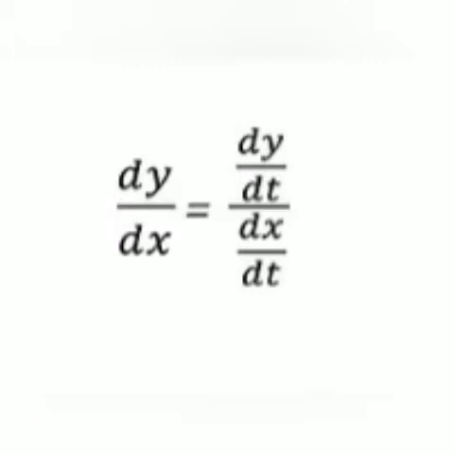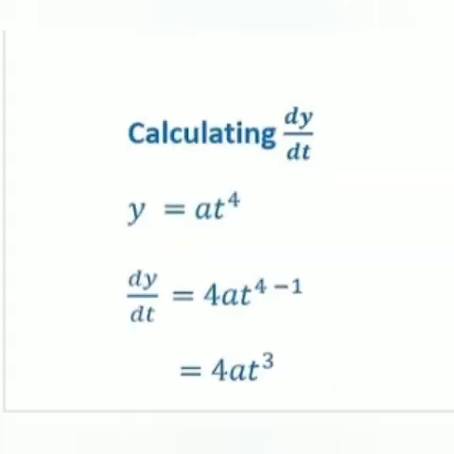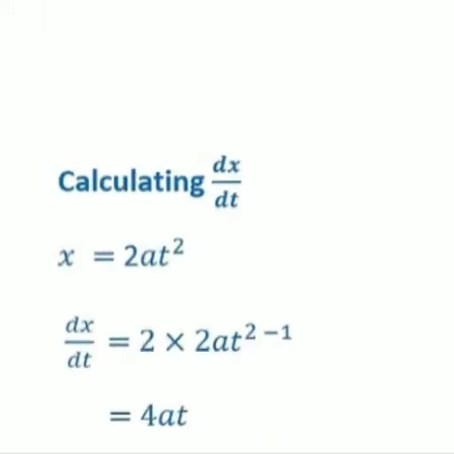Now we first calculate dy by dt. Since y is equal to at raised to power 4 and a is constant, therefore differentiation of t to the 4 is 4t raised to power 4 minus 1. So thus dy by dt is equal to 4at raised to power 3. Now we calculate dx by dt. x is equal to 2at square and 2a is constant. Differentiation of t square is 2t. So thus dx by dt is equal to 4at.